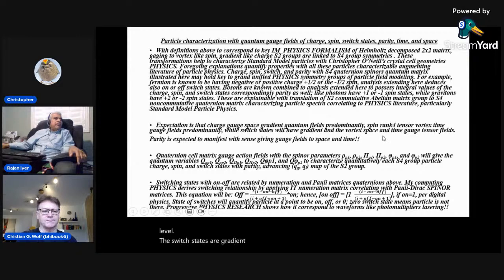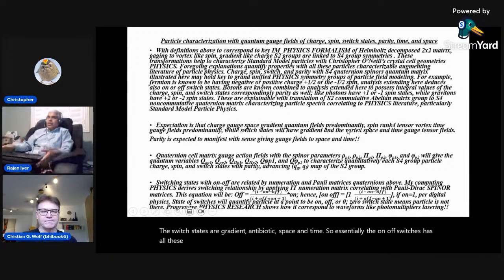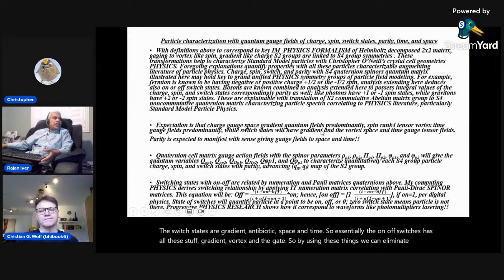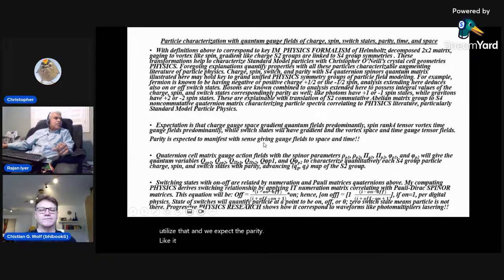The Swiss states a gradient band of vortex space and time. So essentially, the on-off switches have all these things: gradient, vortex, and the gauge. By using these, we can use an elimination method to figure out each of them. So that's a huge sorting out of things. We can utilize that, and we expect the parity, like a sense that gives the field to space and time.